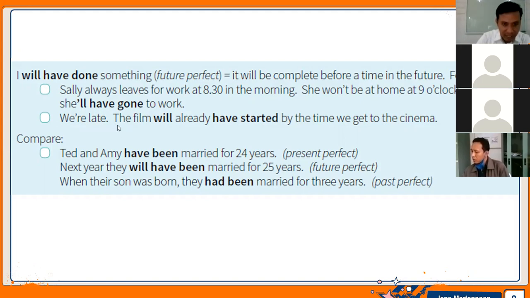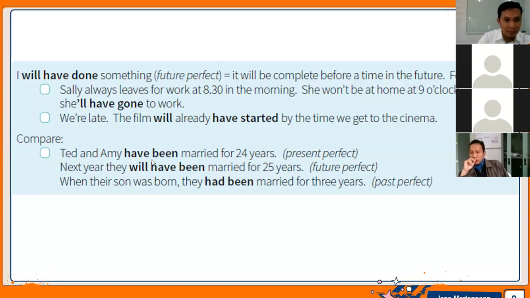You arrive at the cinema at 8:30. So when you arrive, what happened? When you arrive, the film will already have started by the time you get to the cinema. Why? Because the film starts at 8 o'clock. So if you come at 8:30, what will happen? Oh, the film will already have started by the time you get to the cinema. You got it? Okay, now let's compare.